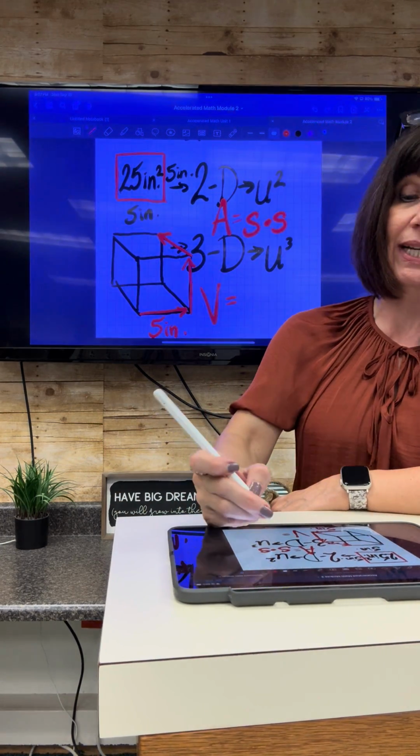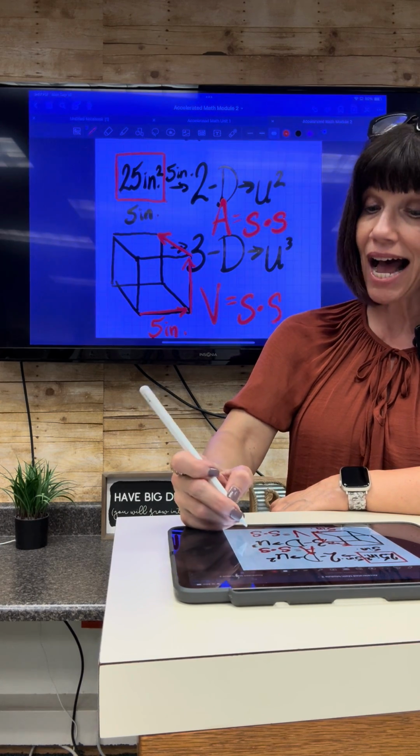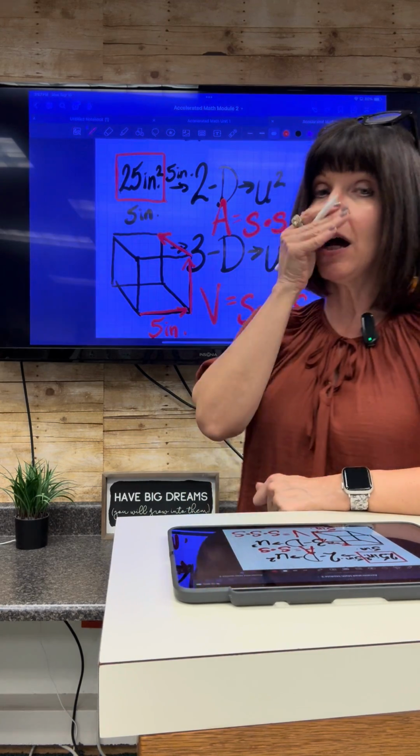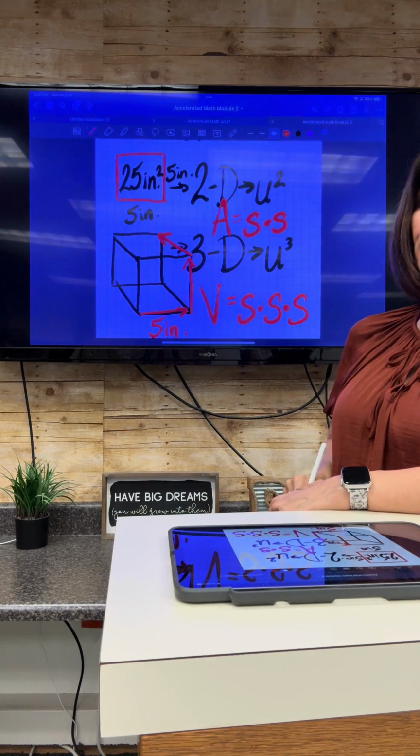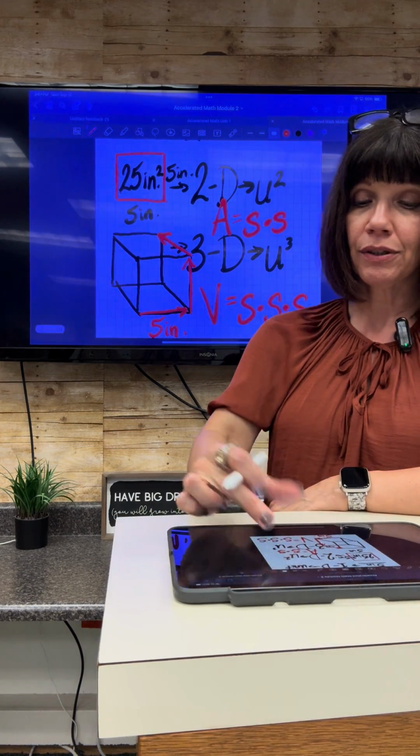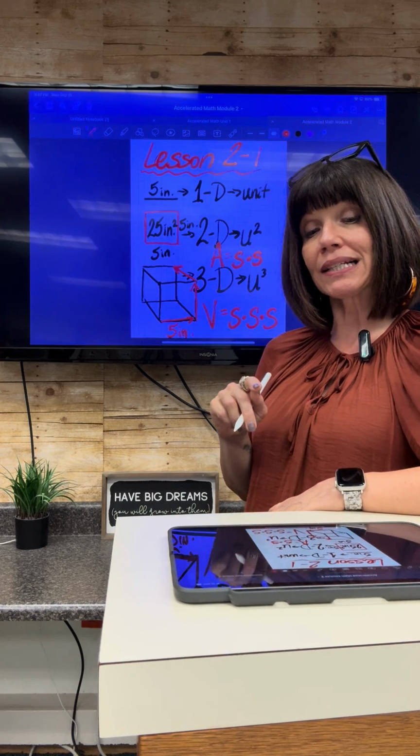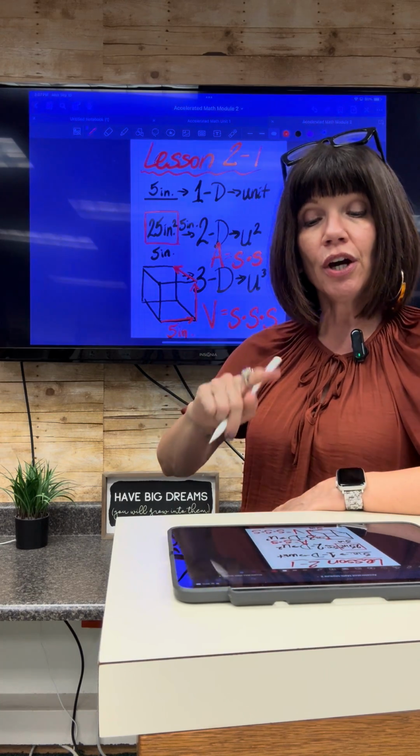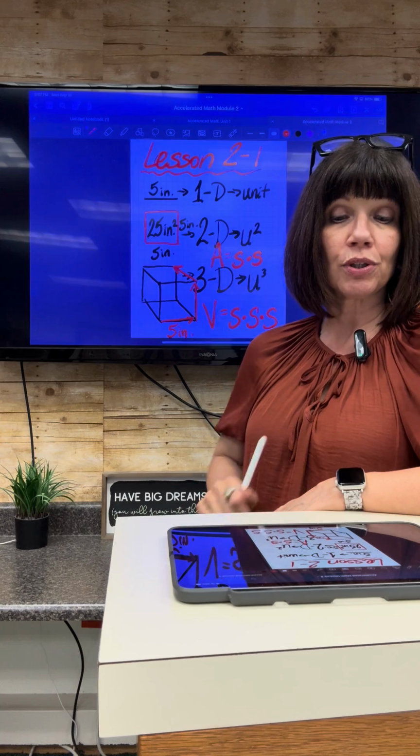We would be doing side times side times side, otherwise known as s to the third power, s cubed. So if you type into your calculator 5 to the third power, please try this now. Find your key that says x cubed. First do 5, then x cubed.